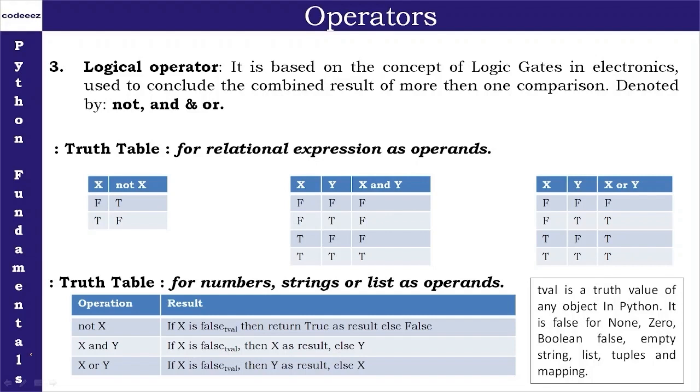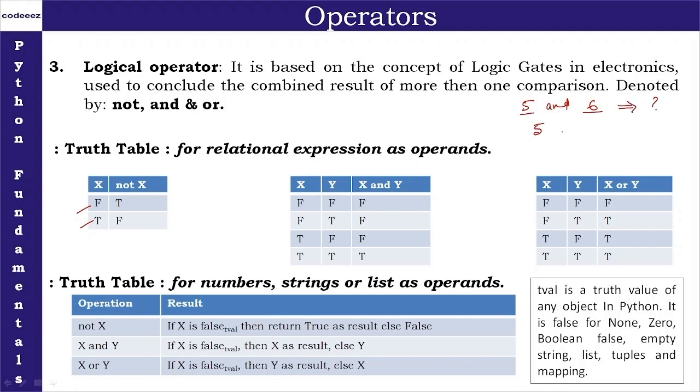Now there is a special case with logical operators. Suppose instead of using the logical operator with logical values, you are using it with other objects, such as an integer value. Suppose I say 5 and 6. Now if you apply the AND operator between 5 and 6, what will the result be?